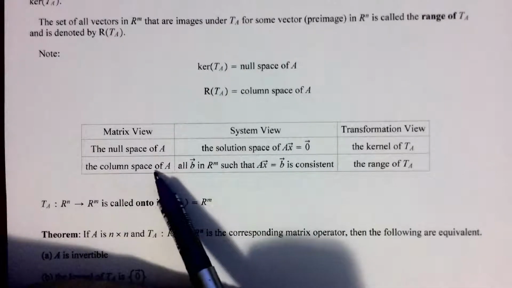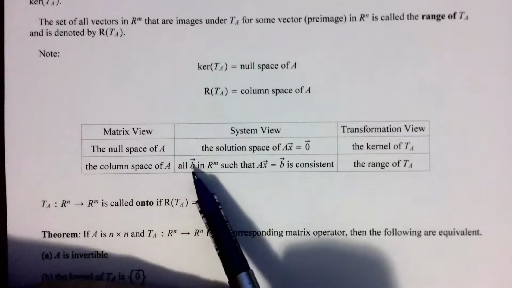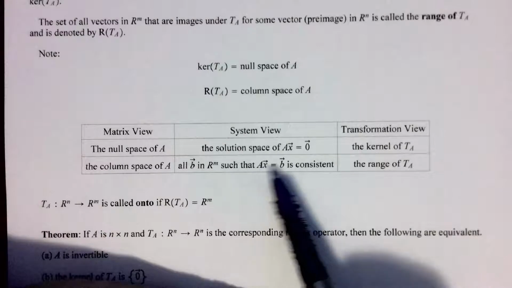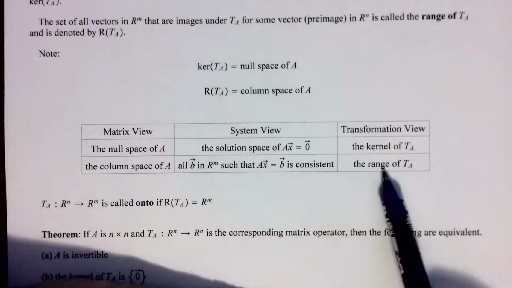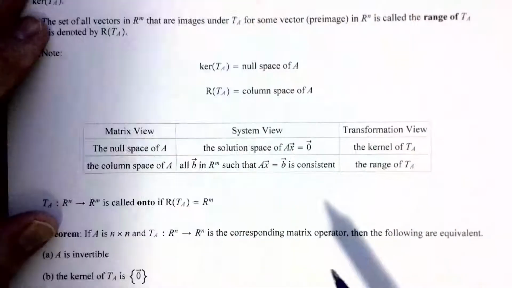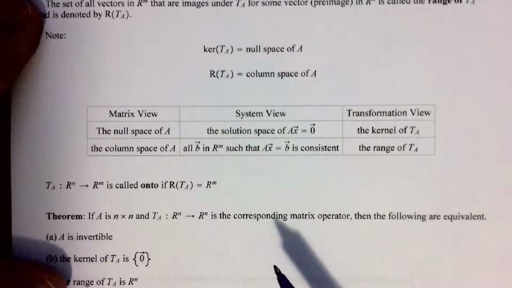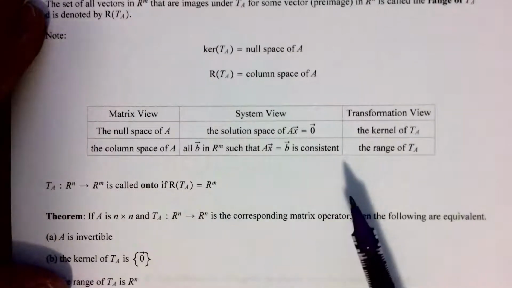The column space of the matrix A is the set of all B in m space such that AX equals B is consistent. Right? That's the system view, which is the same as the range of the transformation. Okay, so this is a summary. We've talked about a lot of these things, but this brings these very important viewpoints together.